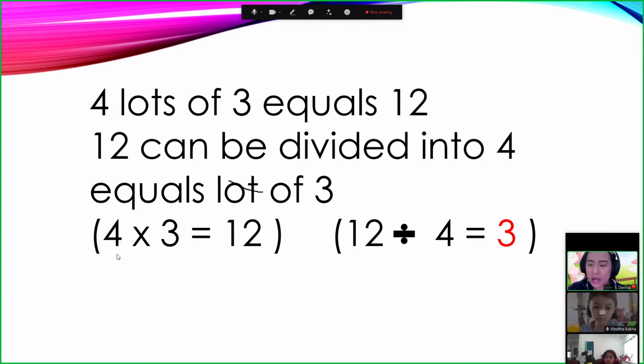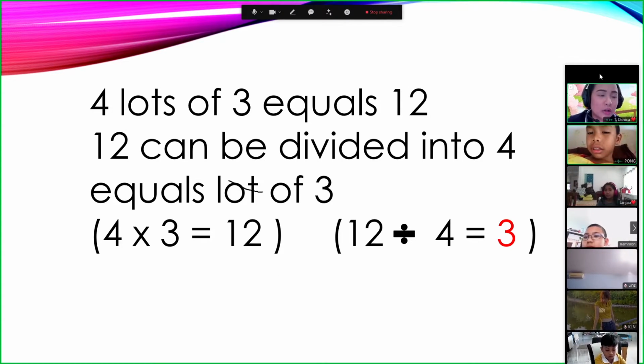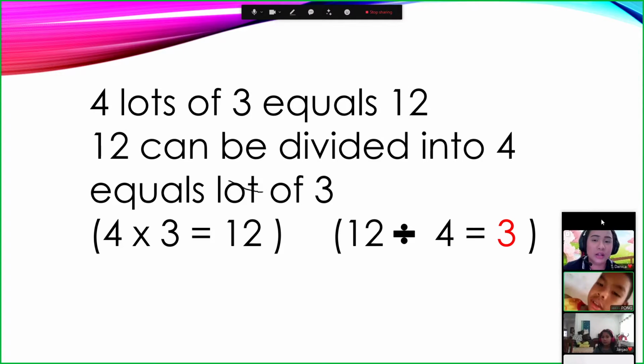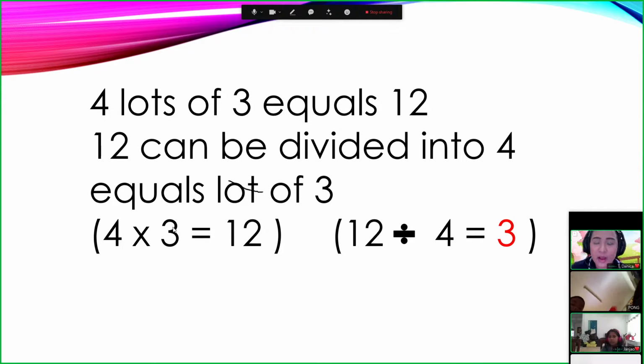Okay, for example, you have 4 times 3 equals 12. This one is multiplication, right? Now, you have these numbers: you have 4, you have 3, and you have 12. Okay? It's okay. If you want to go to the toilet, you can just go, you don't have to ask Teacher Danica, okay?